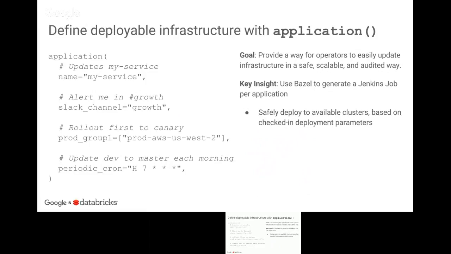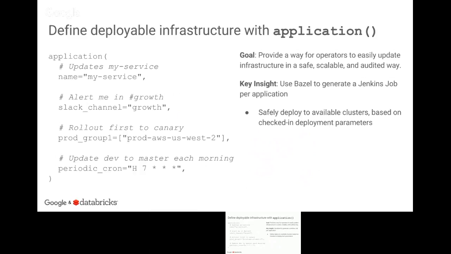On the left side, you'll see what it looks like to use this rule. It's actually really dead simple. It has a very limited number of parameters. It's like 5 lines in your build file, and it does all these things that you want. You pick a name for your service, in this case I said my service. You pick a Slack channel that you'd like to let you know about things that are going on.